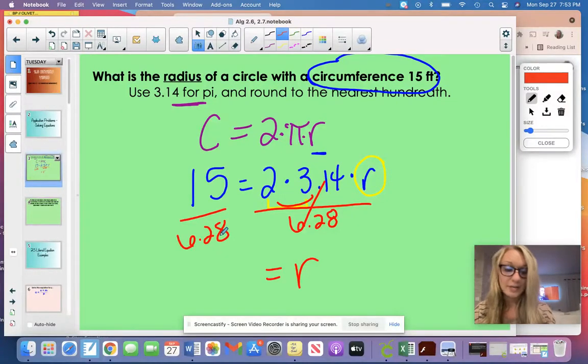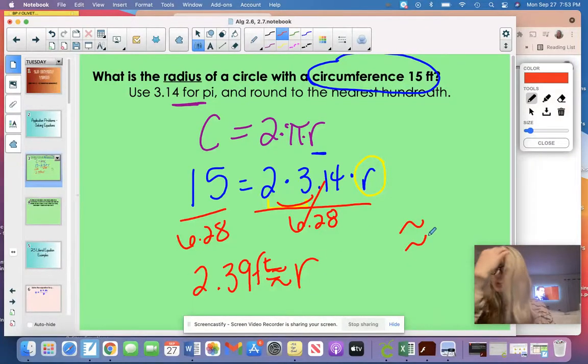All right, so in your calculator, you would do 15 divided by 6.28, and it's asking you to round to the nearest hundredth. So if you do that accurately, you'll have 2.39 feet, okay? Because remember, we're talking about feet. And if you ever round, we use this approximately symbol. So in this problem, all we did is we rewrote our circumference formula, we plugged in what we knew, and we solved for r. And we found that our radius was approximately 2.39 feet.